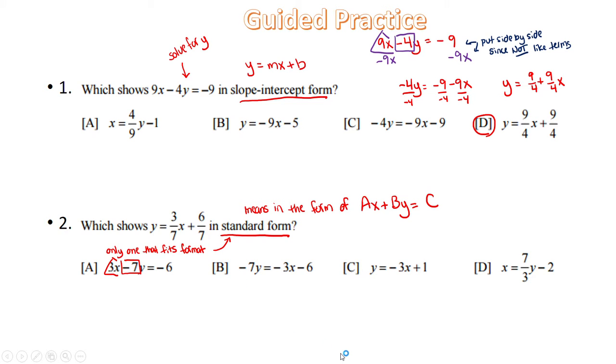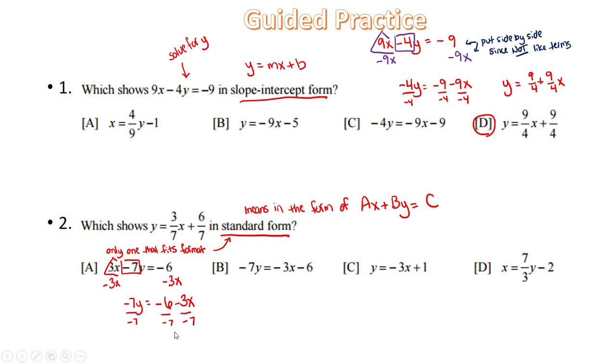So if I set up my rectangle and triangle, my rectangle would be -7. My triangle would be 3x. To move over the triangle, I need to do -3x on both sides. We know that -6 minus 3x are not like terms, so we're going to put them side by side. And then we're going to divide both of these by -7.